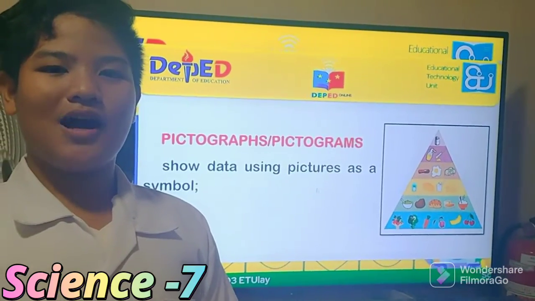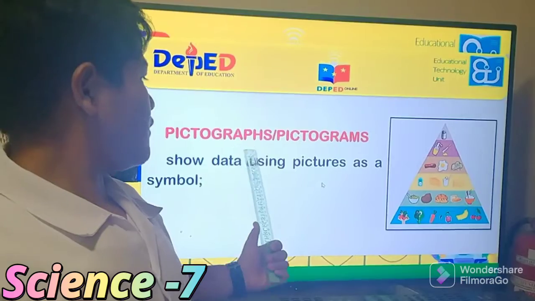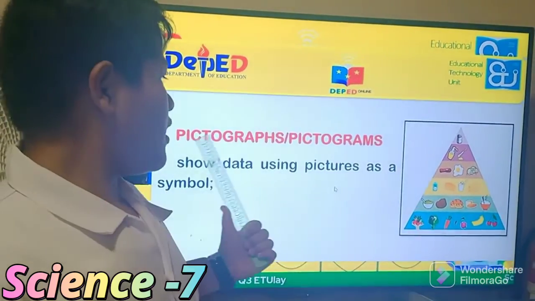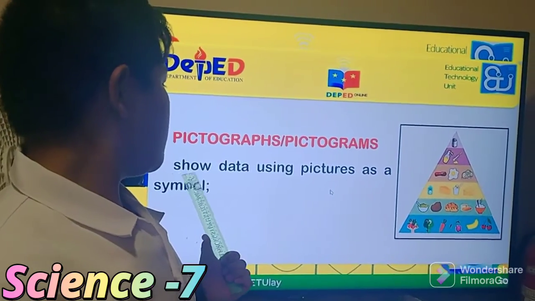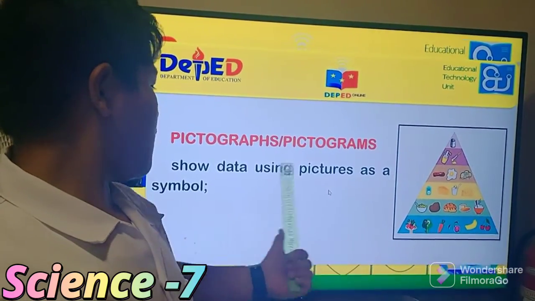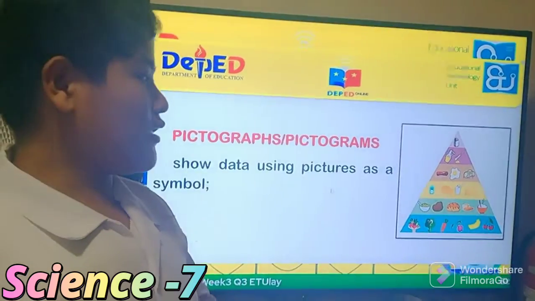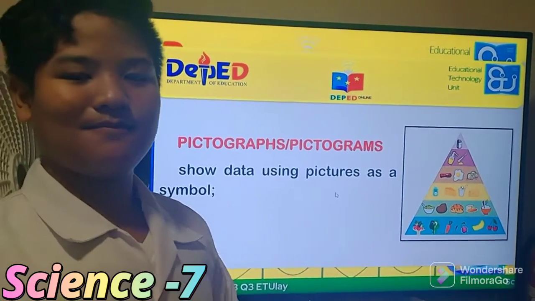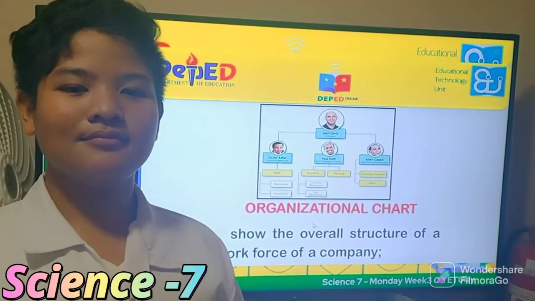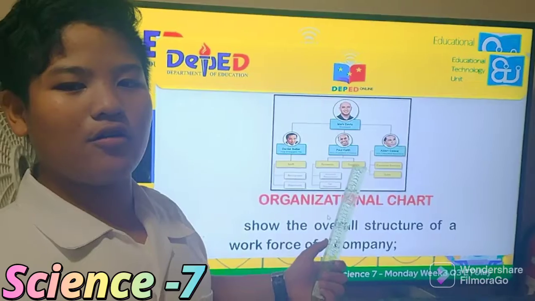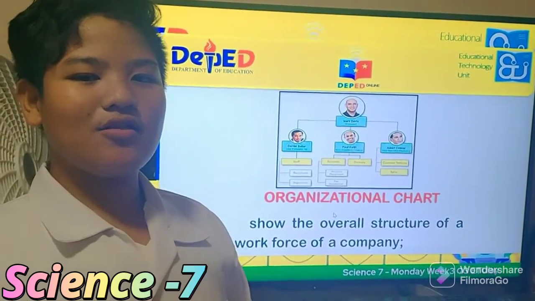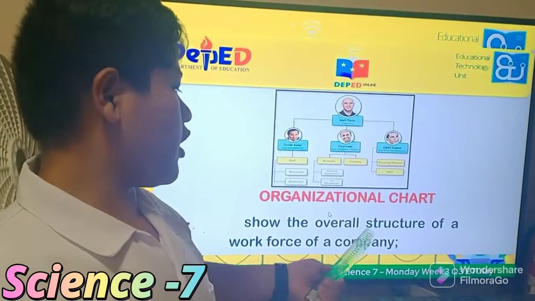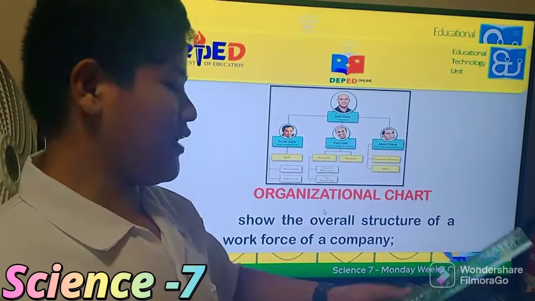Another type of a graph is pictographs or pictograms. What is pictograph or pictograms? Pictograph or pictograms show data using pictures as symbols, just like this one. This is an example of pictographs or pictograms. This is an example of an organizational chart. What is an organizational chart? An organizational chart shows the overall structure of a workforce of a company.